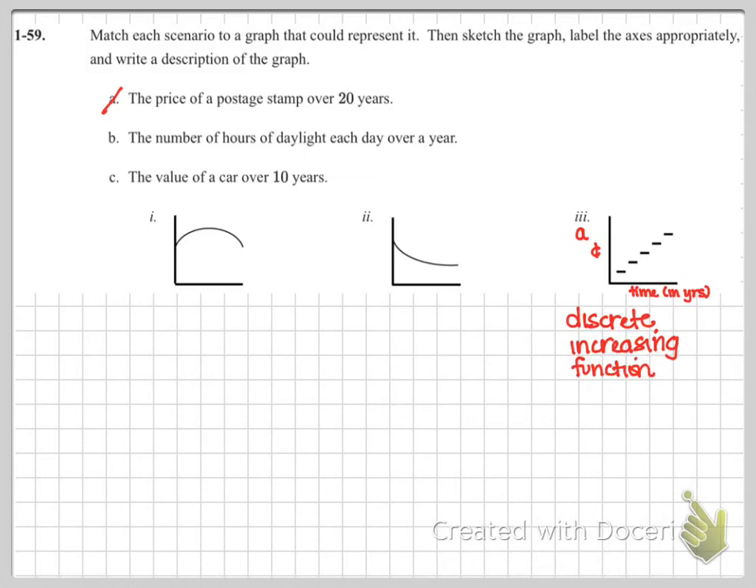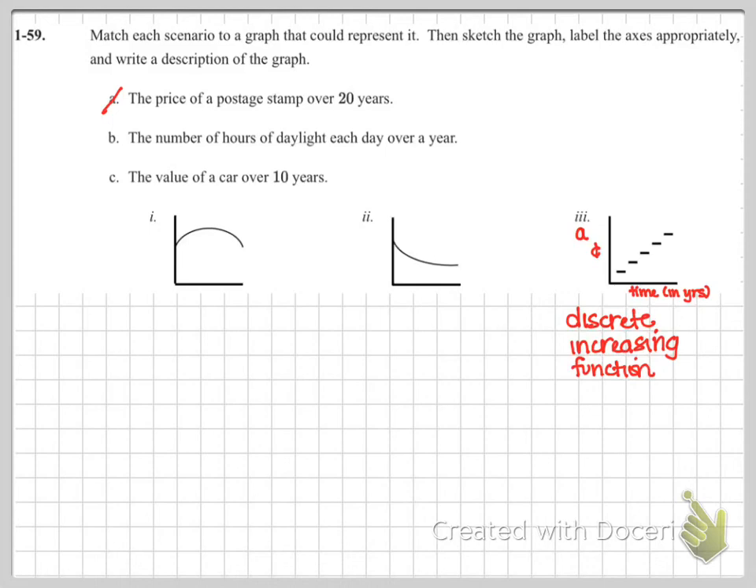And the number of hours of daylight over a year. All right, if we think about January, the daylight days are shorter in the winter and in the fall. January's still in the winter, so we're not going to have as many daylight hours. Then over the summer, the days get longer, because you have more daylight during those times.